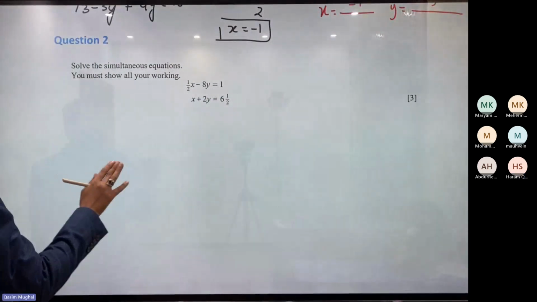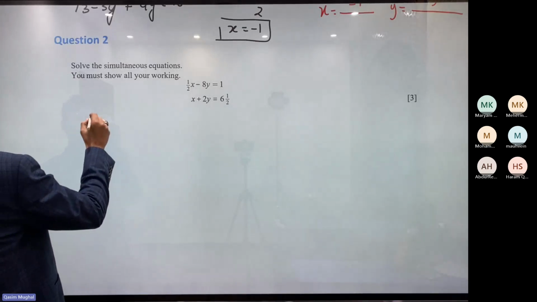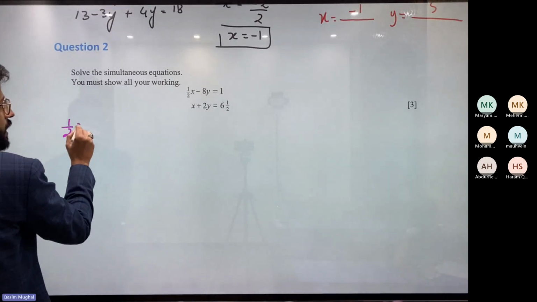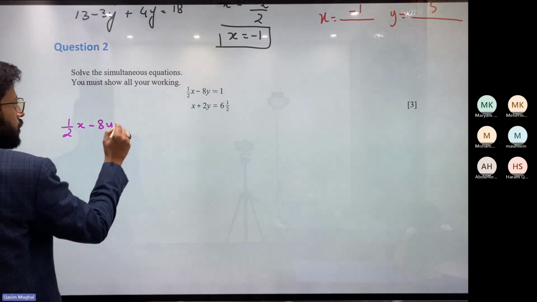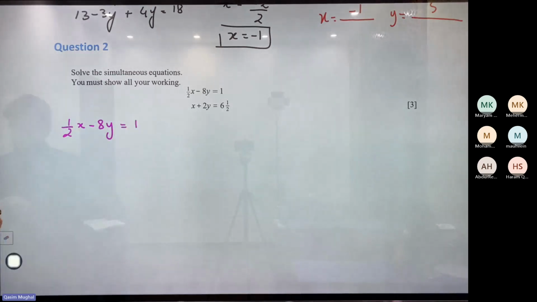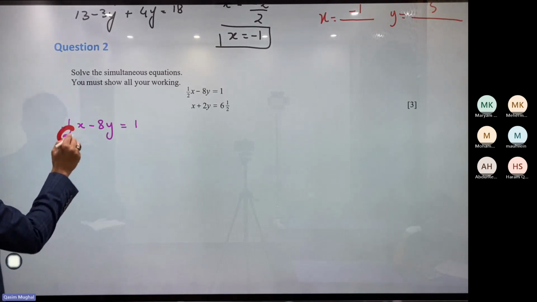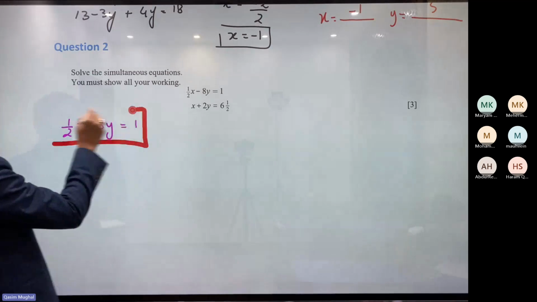फ्रैक्शंस आ गई हैं, कोई टेंशन नहीं, नंबर्स ही हैं. सो फर्स्ट इक्वेशन से स्टार्ट लेते हैं. 1/2x minus 8y equals 1. इसमें जो चीज परेशान कर रही है, that is definitely this 2 in the denominator. Get rid of it. In order to get rid of this 2, what should I do with this equation?